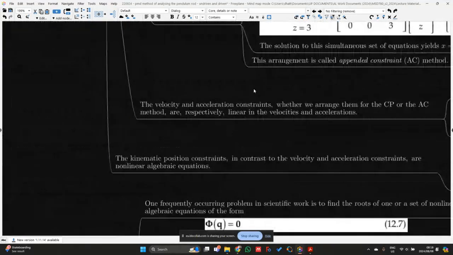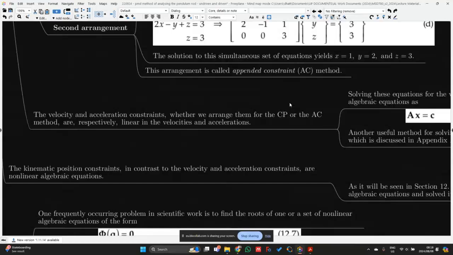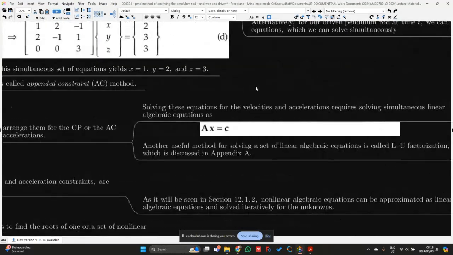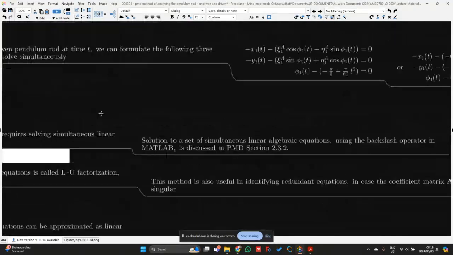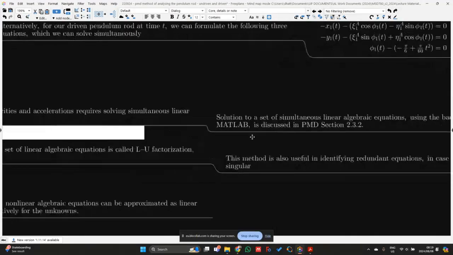Right. So the velocity and acceleration constraints, whether we arrange them for the CP method or the appended constraint method, are respectively linear in the velocities and the accelerations. Solving these equations for the velocities and accelerations requires solving simultaneous linear algebraic equations in the form AX equal to C. The solution to a set of simultaneous linear algebraic equations using the backslash operator, which I believe is similar to the Gauss elimination method that MATLAB uses, is discussed in PMD section 2.3.2 if you want to have a look at that.